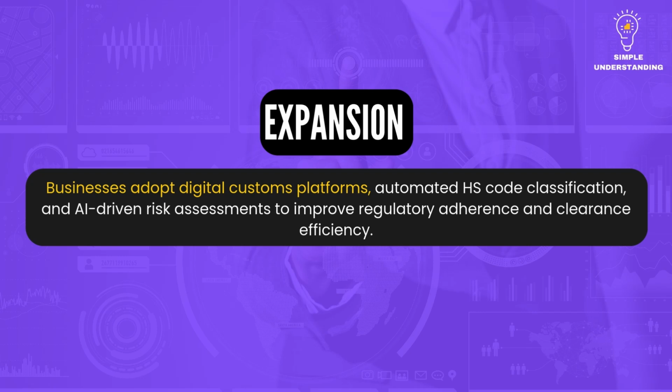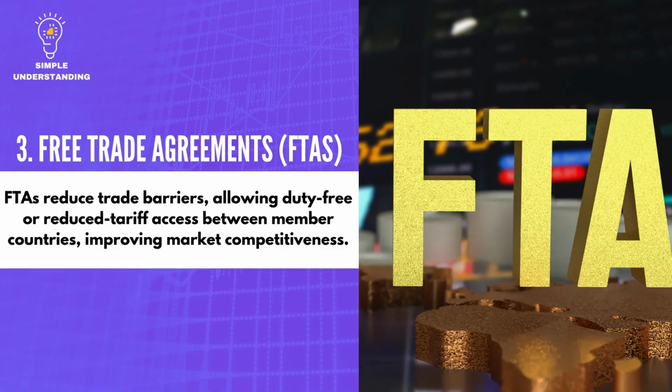Expansion: businesses adopt digital customs platforms, automated HS code classification, and AI-driven risk assessments to improve regulatory adherence and clearance efficiency. 3. Free trade agreements, FTAs. Explanation: FTAs reduce trade barriers, allowing duty-free or reduced tariff access between member countries, improving market competitiveness.